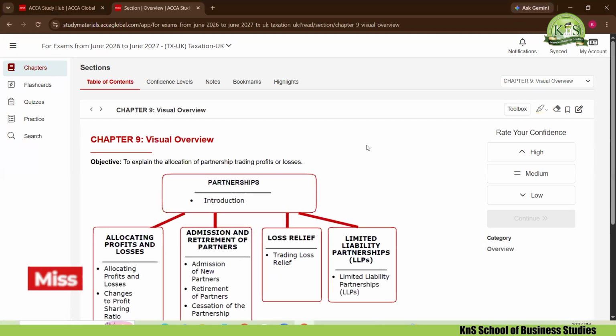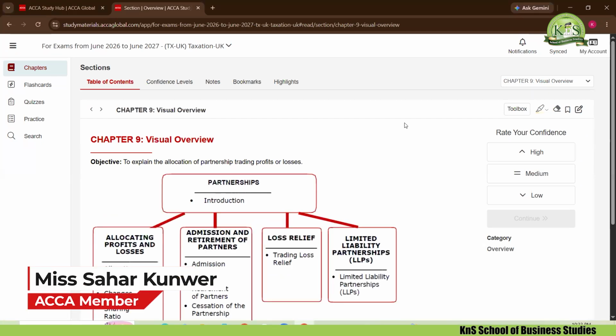Okay, partnerships is the kind of topic you would have been studying since your basics, from the financial reporting perspective: what's the difference between a sole trader and a partnership, how many partners there are, the UK laws, this and that. That is something related to the financial reporting perspective.